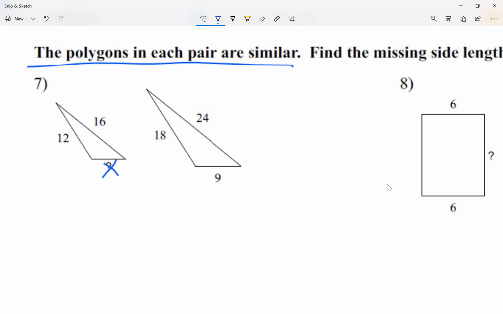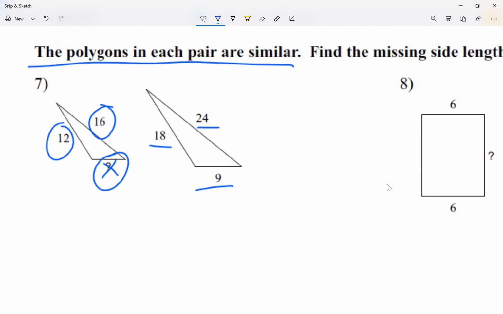Now, X is corresponding with 9. 12 is corresponding with 18. 16 is corresponding with 24. Now, I'm looking at the triangle, the figure that has X. I'm only going to use 2 of those measurements, okay? I don't have to use all 3. One of them has to be X, and the other one is my choice.